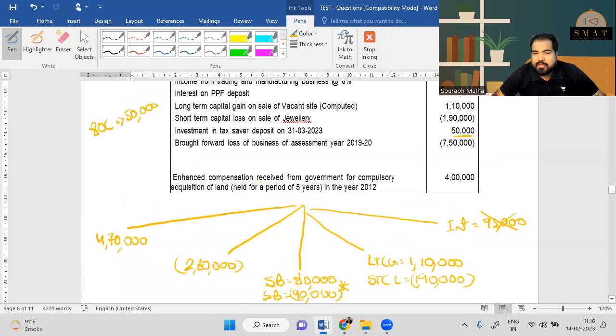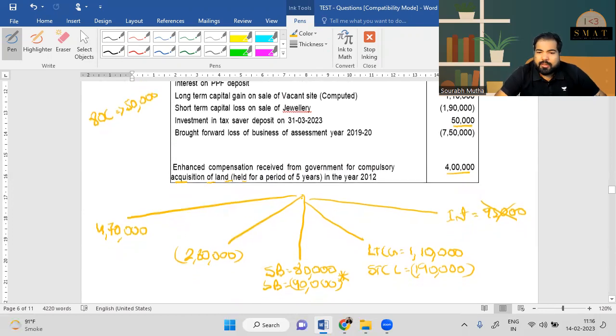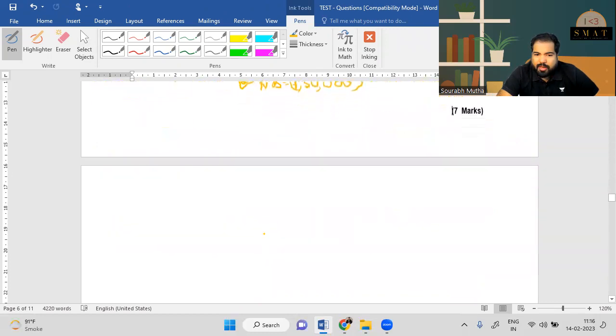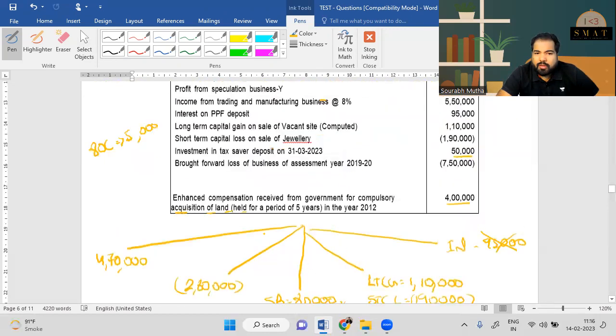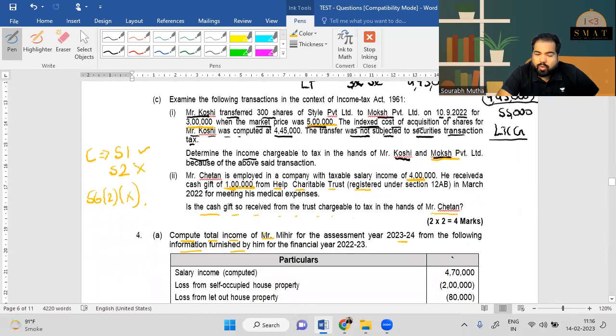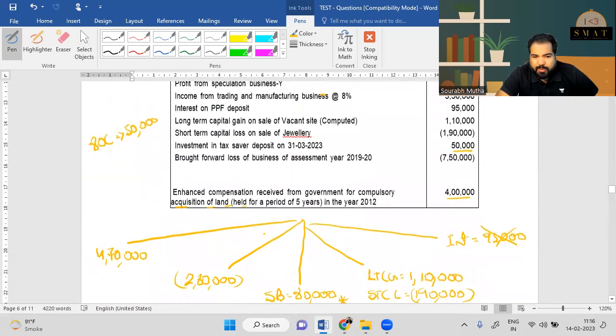And enhanced compensation received from the government for compulsory acquisition of land. This is basically taxable in the year of receipt under capital gain. So again, long-term capital gain is 4 lakhs. So here we go. These are all the different details. Just remember the deduction, and let's see what they have asked us to do. They have asked us to find out the total income. So they've given you a deduction as well, but no problem.